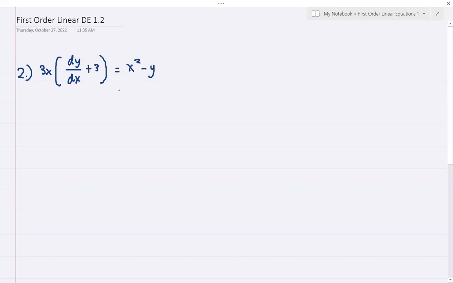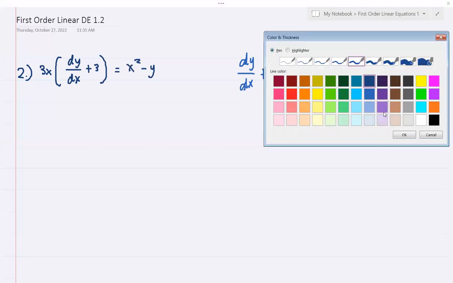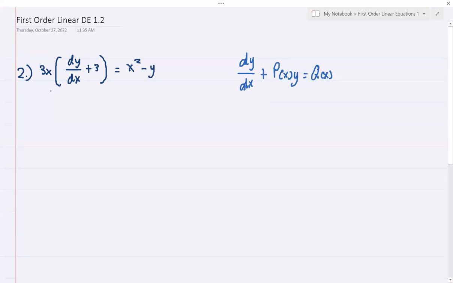Okay, so how are we going to make sure that this is in standard form of a first order linear differential equation? Remember, once again, the standard form of your first order linear differential equation is dy all over dx plus p of x times y is equal to q of x. I remember this one. Okay, so first, what are we going to do? First things first, we will divide both sides by 3x.